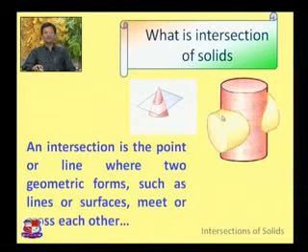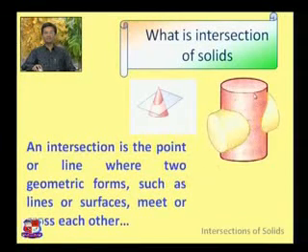Intersection is the point or line where two geometric forms, such as lines or surfaces, meet or cross each other. You can see in this example a surface crosses the solid, and here one solid is crossed by another solid. So this curve, this curved shape here as well as here, is called intersection of solid, and this case is called penetration of solid.